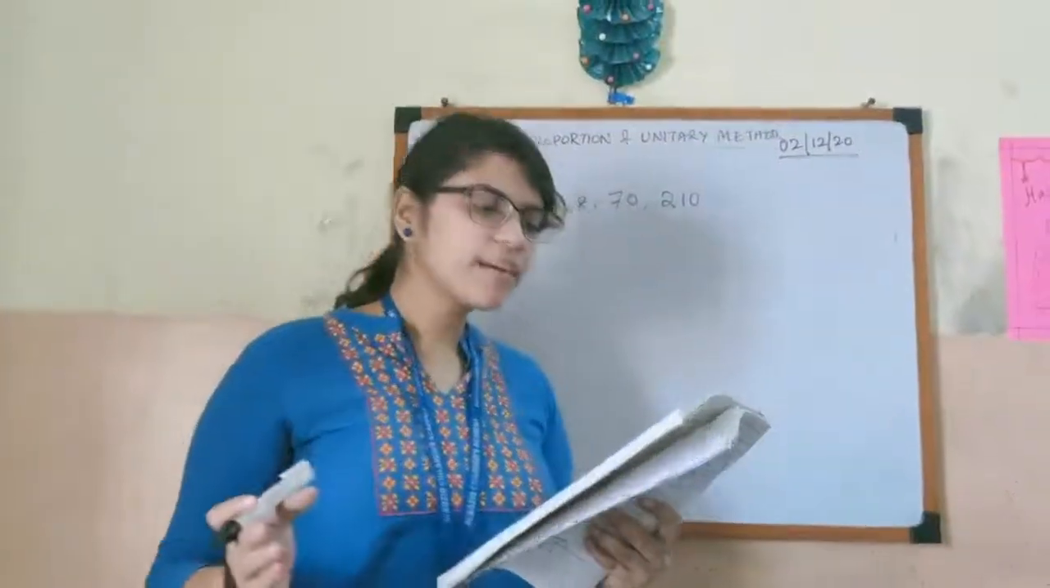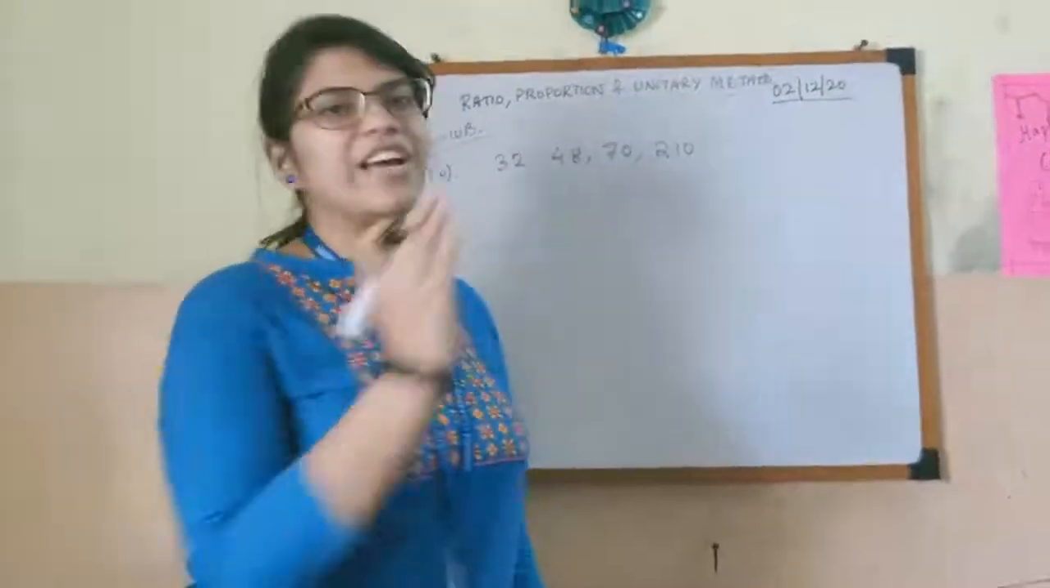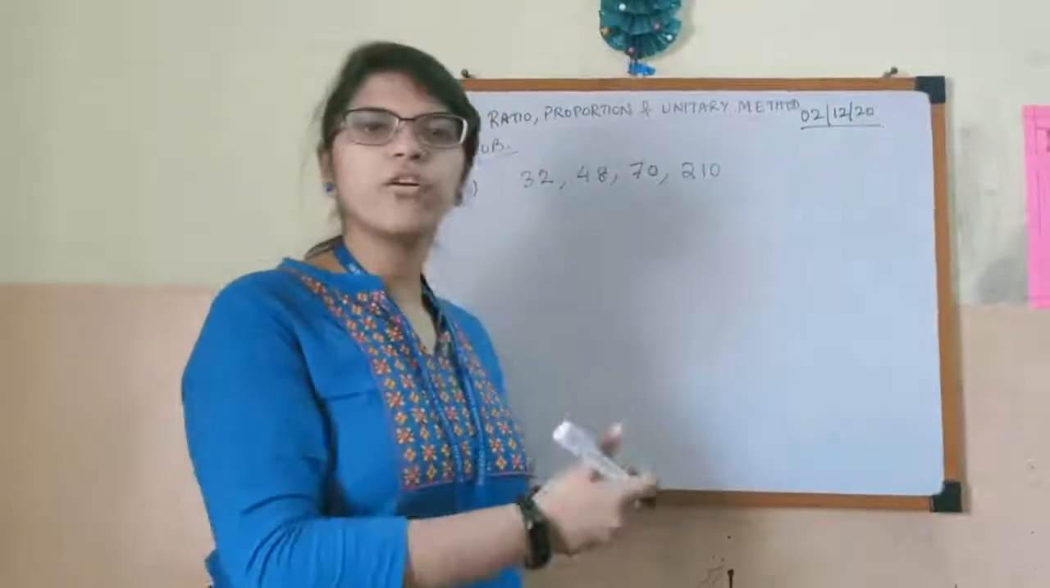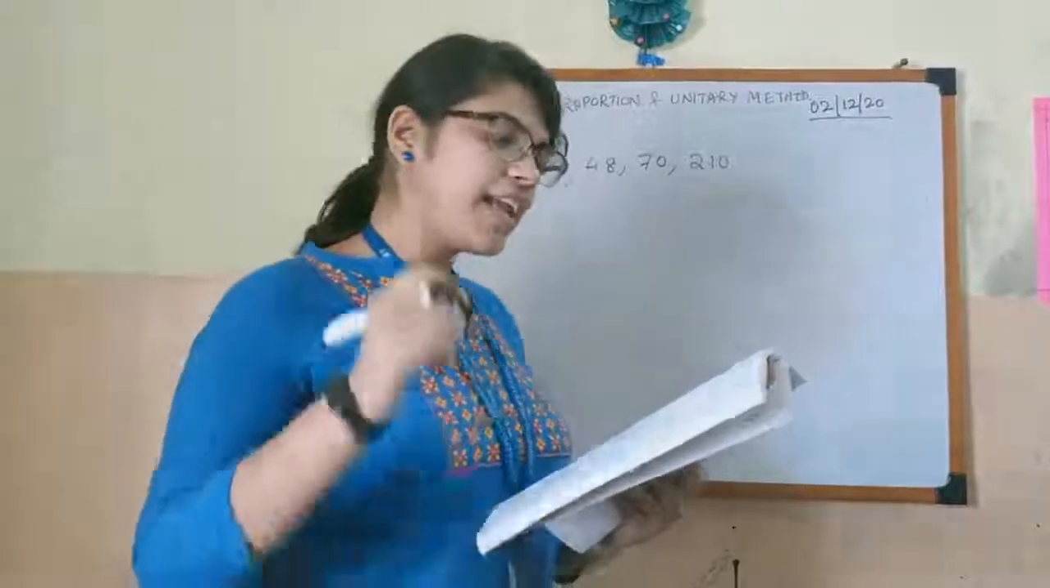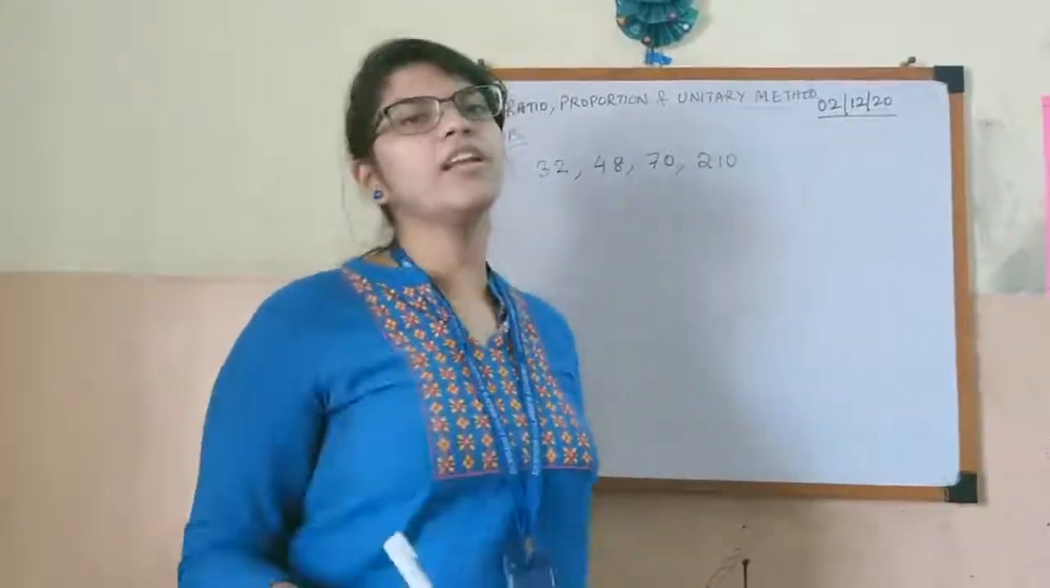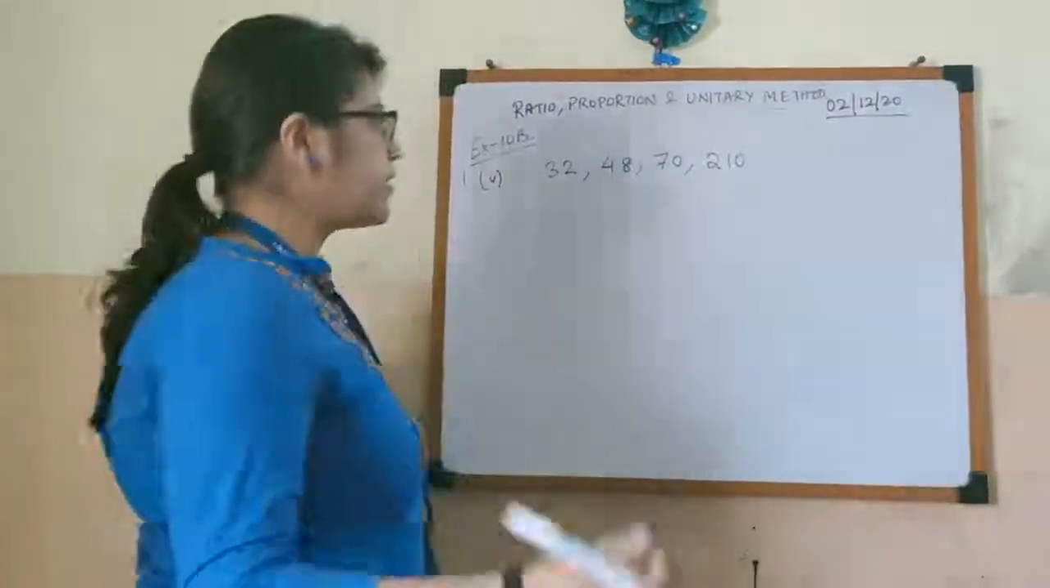So in comma form it is given because we don't know whether they are in proportion. So before knowing, we cannot write them in proportionate form. So it says determine if the following numbers are in proportion. Okay, so how will we see that?